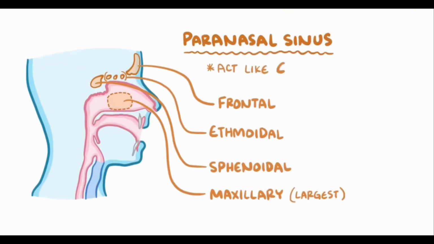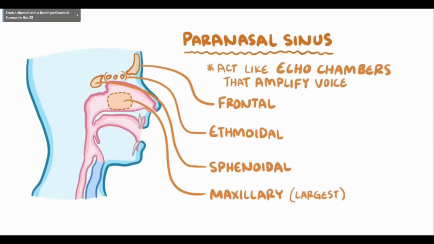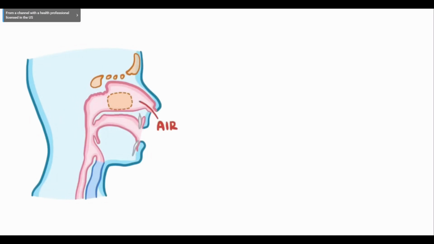The paranasal sinuses act like tiny echo chambers that help amplify the sound of your voice, which is why you might sound different when they're clogged with mucus during a cold. They also allow the inspired air to circulate for a bit so it has time to get warm and moist.